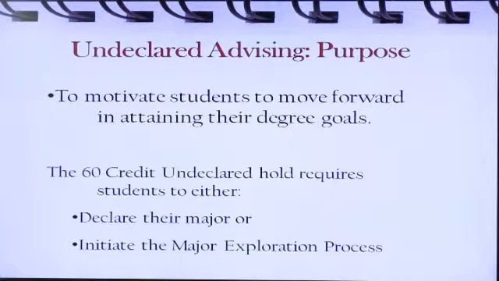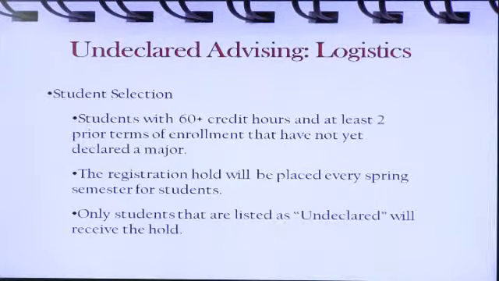Okay, good. Well, let's move on and talk about the third advising point, which is the undeclared. And really the purpose here is to motivate students to move forward in attaining their degree goals. These are students that have 60 or more credit hours and are undeclared. So what we want students to do is either declare their major or, if they're not sure about what they want to do, initiate the major exploration process.